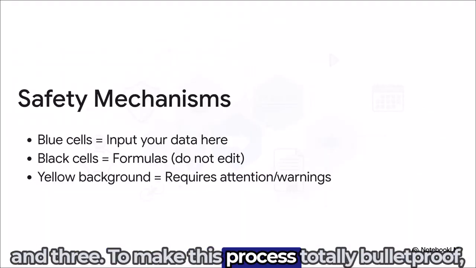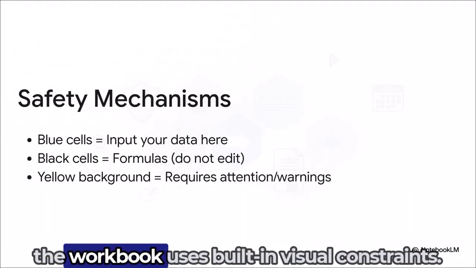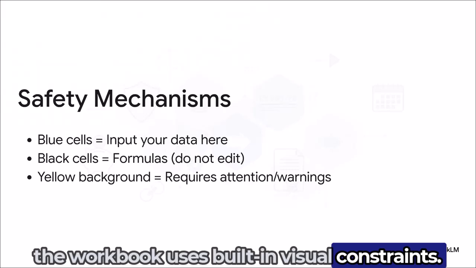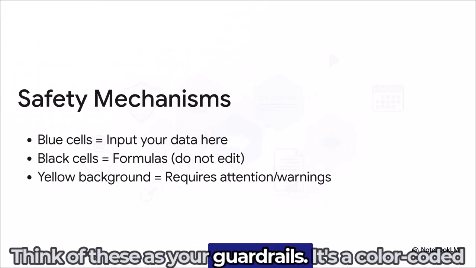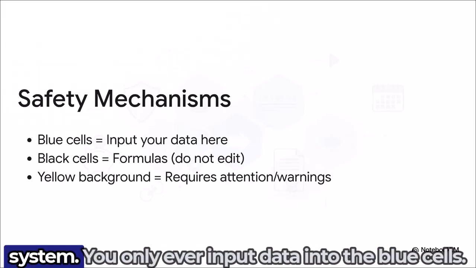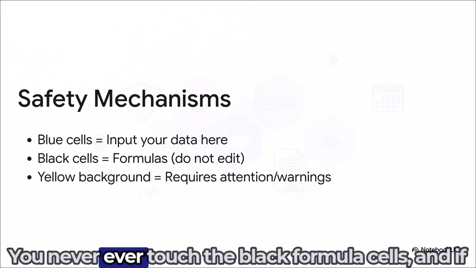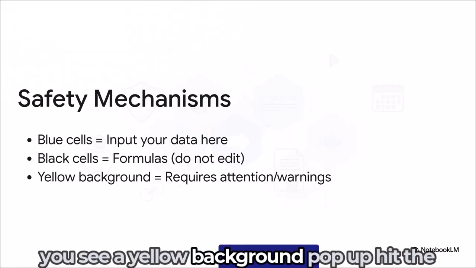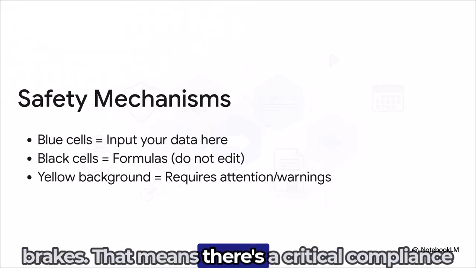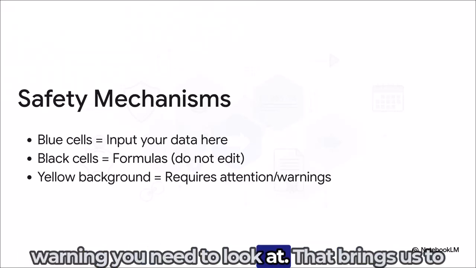To make this process totally bulletproof, the workbook uses built-in visual constraints. Think of these as your guardrails. It's a color-coded system. You only ever input data into the blue cells. You never ever touch the black formula cells. And if you see a yellow background pop up, hit the brakes. That means there's a critical compliance warning you need to look at.